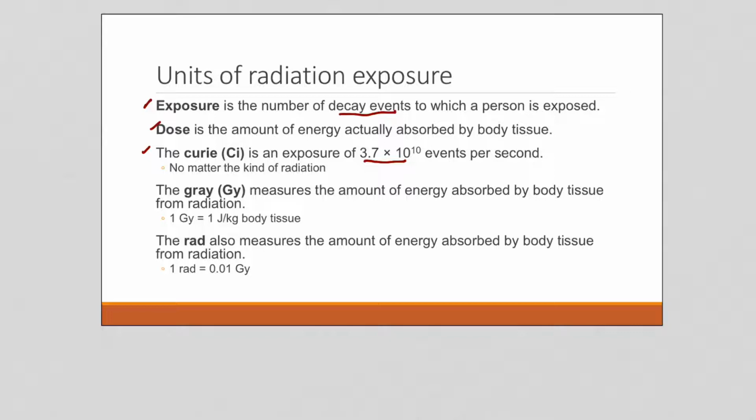Another unit is what's called the Gray, and this is a measure of dose, right? So the Curie measures exposure, the Gray measures dose. And a Gray is equal to exposure of 1 joule per kilogram of body tissue. So if you're exposed to 1 Gray of radiation, that would be the equivalent of being exposed to 1 joule of energy from a radiation event per kilogram of body tissue.